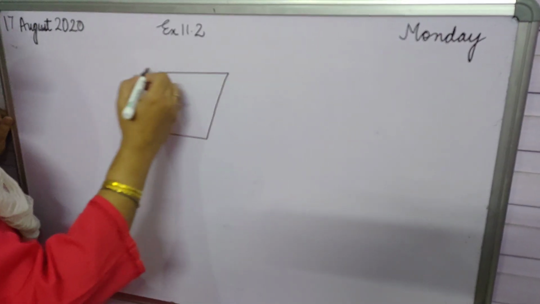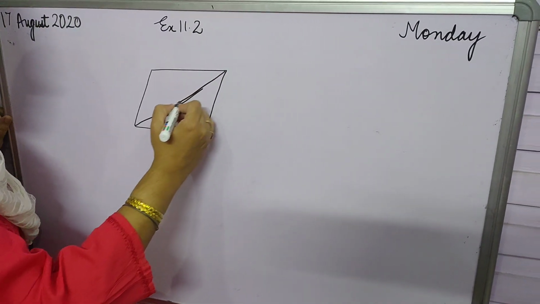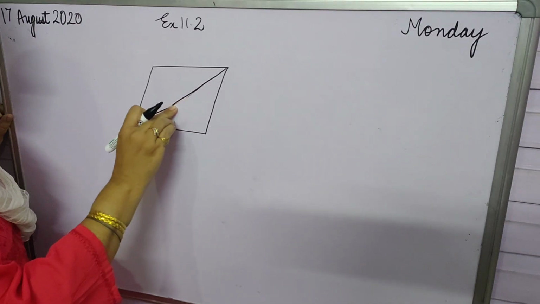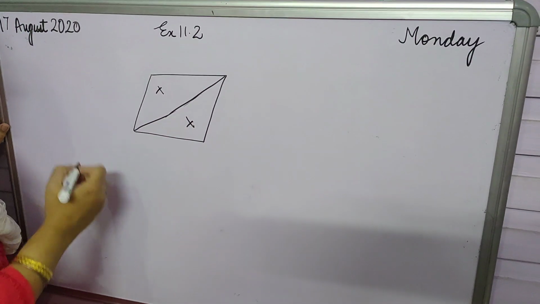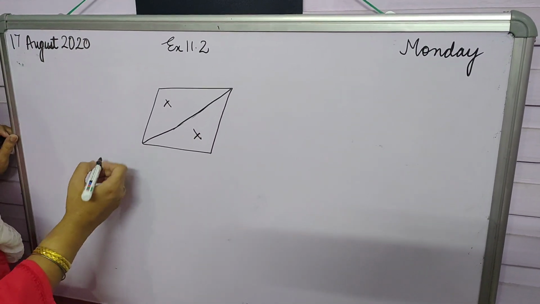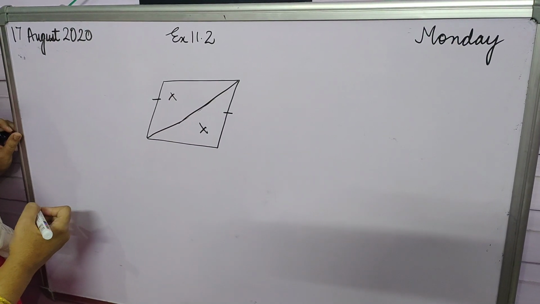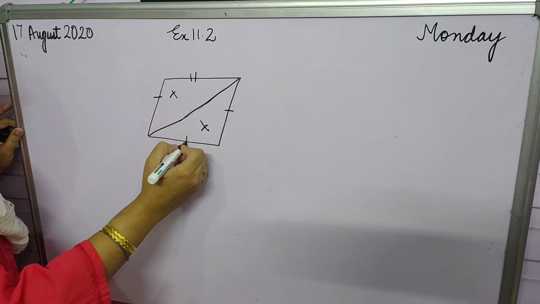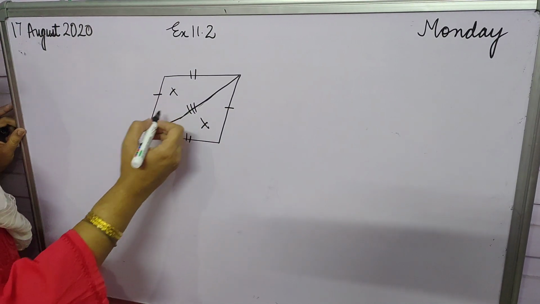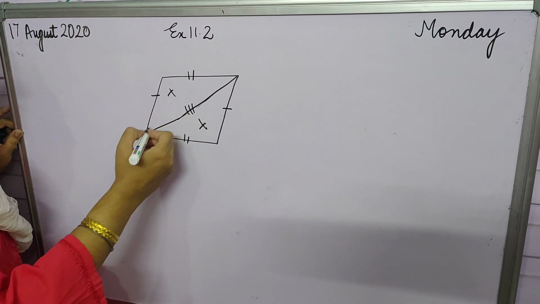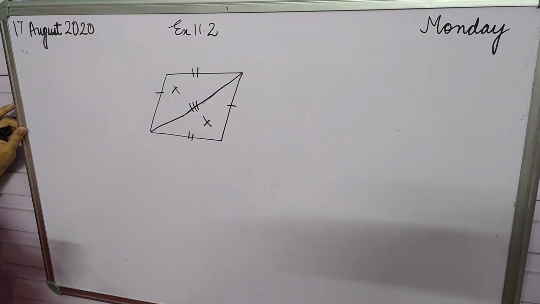Let us consider a parallelogram. If I join any one of its diagonals, then this diagonal divides it into 2 triangles, 2 identical triangles. Why I am saying identical triangles? Because of parallelogram, these opposite sides are equal. This side is equal to this side and this side is common to these 2 triangles. So we can say that the diagonal of the parallelogram divides it into 2 triangles of equal area.